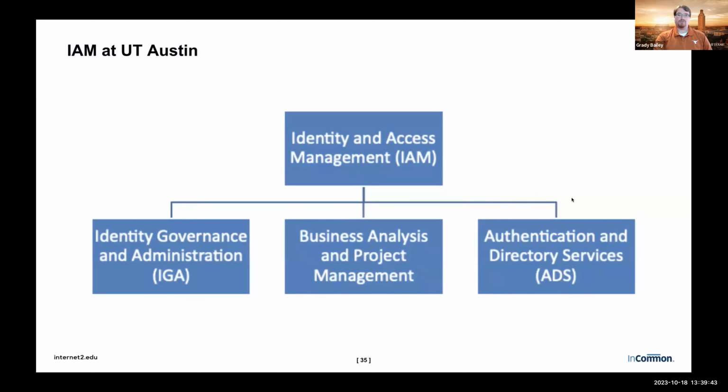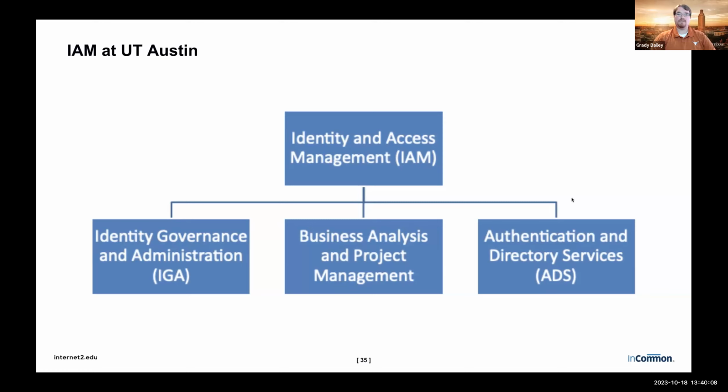A little bit more about IAM at UT Austin. You can see the structure of our team in this slide. When we're fully staffed, we're a team of 16, and we have three groups. We have two formal sub teams. One is authentication directory services, which I lead. That includes our enterprise directory service, our enterprise authentication service, multi-factor authentication, and a couple of other services under there.